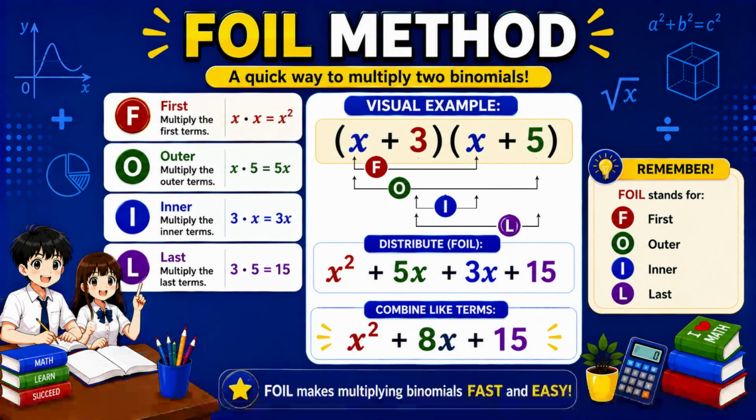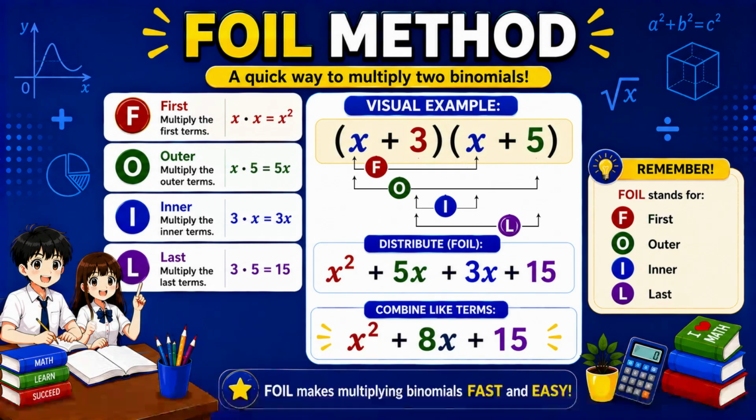FOIL is a useful method for multiplying two binomials. F means first, O means outer, I means inner, and L means last. Remember that each letter represents a multiplication step.